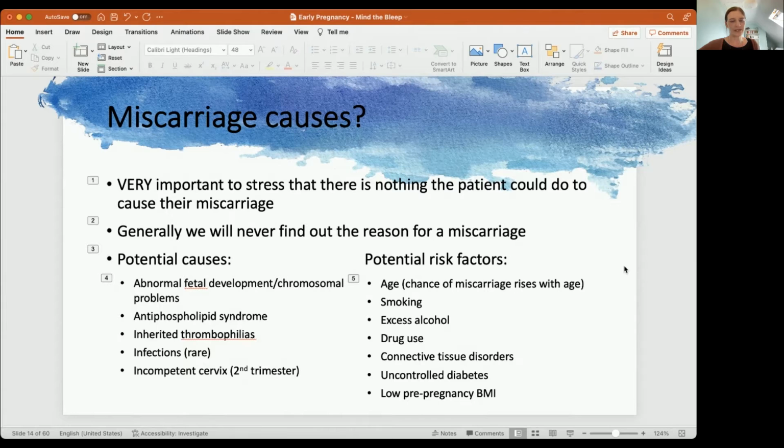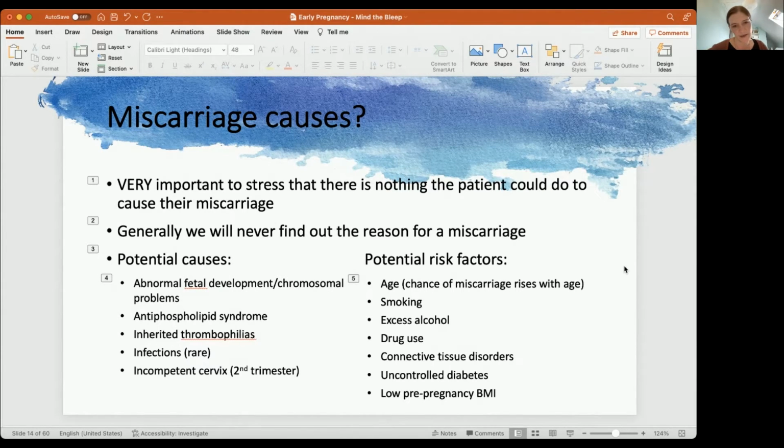We don't really know most of the time, but the most likely thing for most women is that there was something wrong with that pregnancy, which meant that it was not going to be a viable baby at the end of the pregnancy, and when that happens, the body will miscarry rather than continue on.